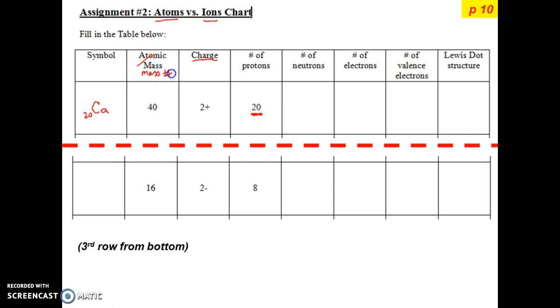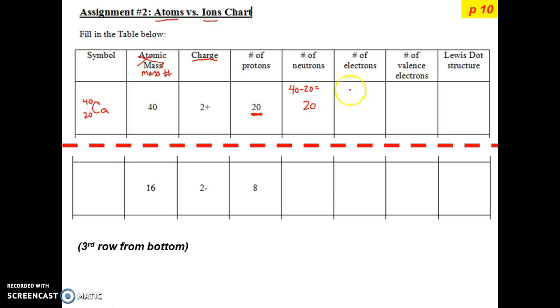And then this column should actually say mass number, not atomic mass. That's a little bit confusing. Okay, but mass number. So since the mass number is 40, put that up here in this atomic symbol notation. And the number of neutrons, well, 40 minus 20, number of neutrons is 20. 40 minus 20 equals 20.